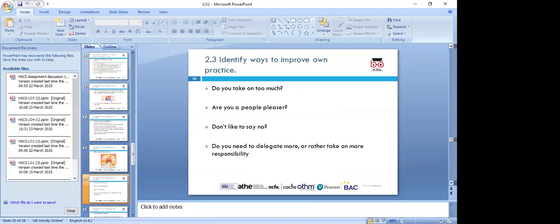You have to see ways to improve on your practice. Do you take on too much? Are you a people pleaser, don't like to say no, or do you need to delegate more or rather take on more responsibility? These are all things that you need to assess along the line. Whether you love to please people, whether you take on more jobs, or whether you love to delegate or you want to do things by yourself.